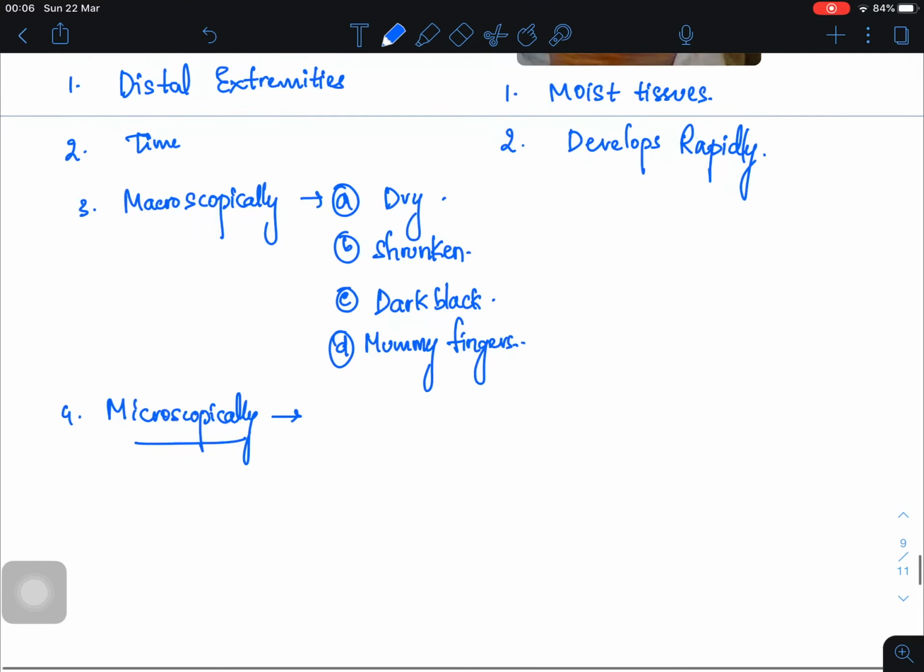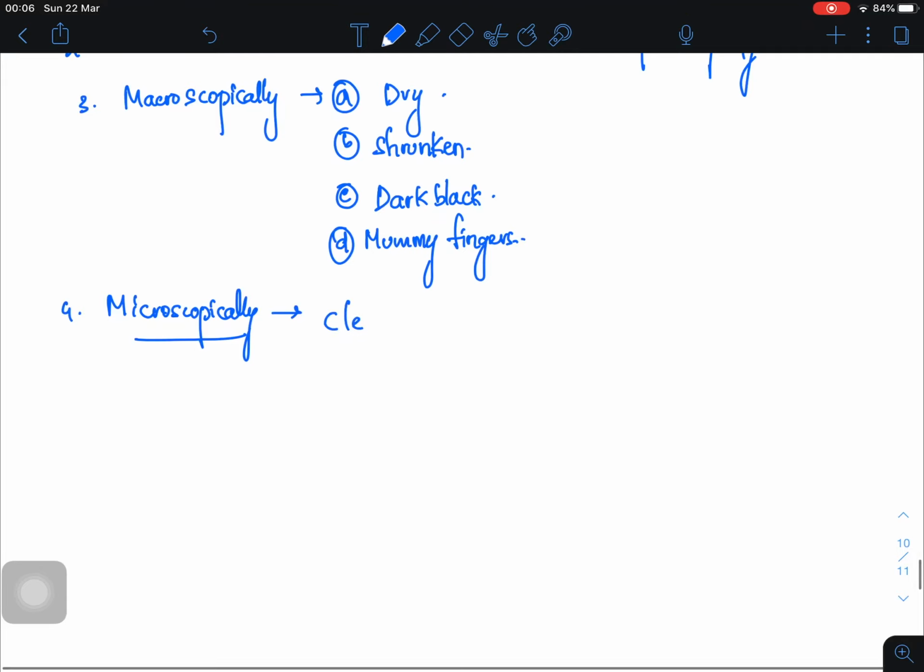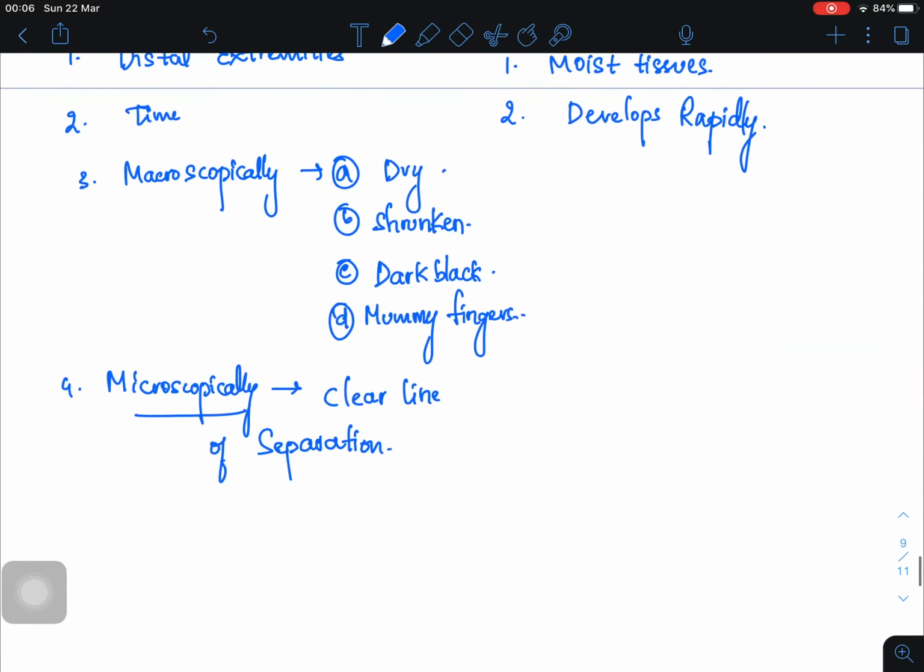So you have a clear line of separation. So what type of gangrene is characterized by a very good clear line of separation? It is dry gangrene, right?